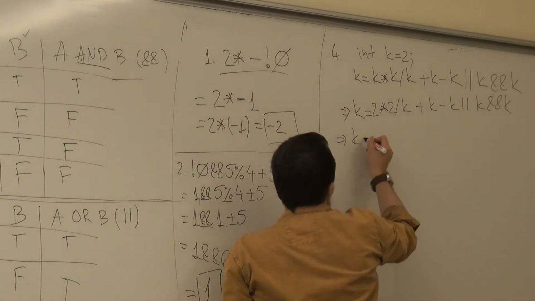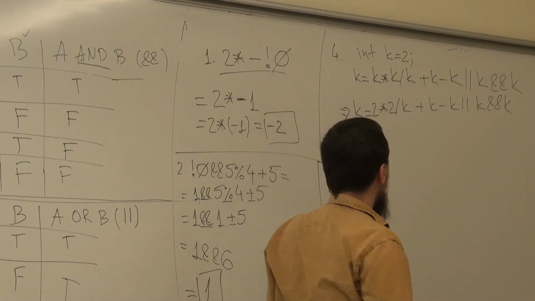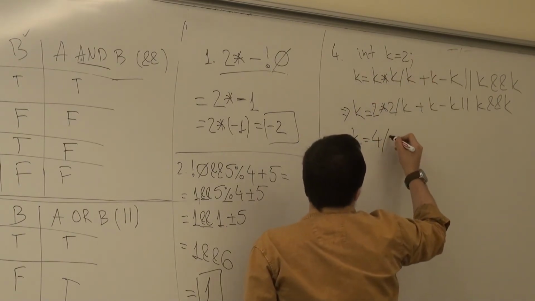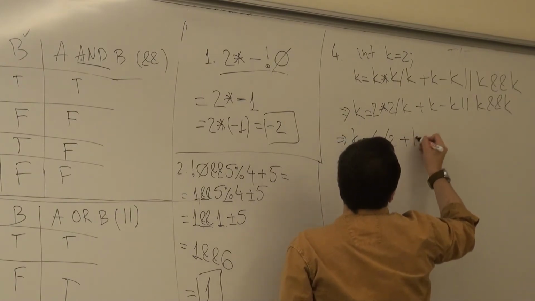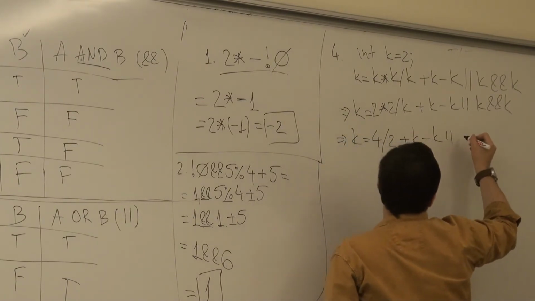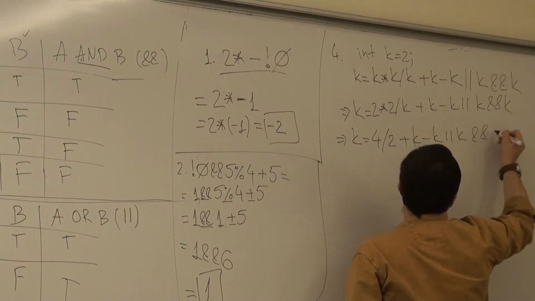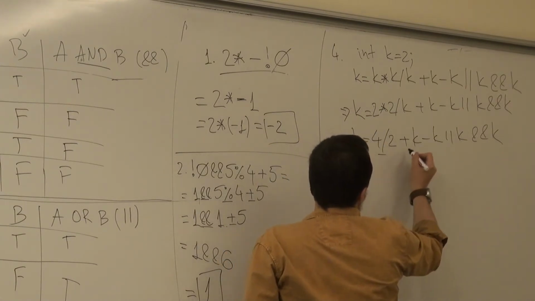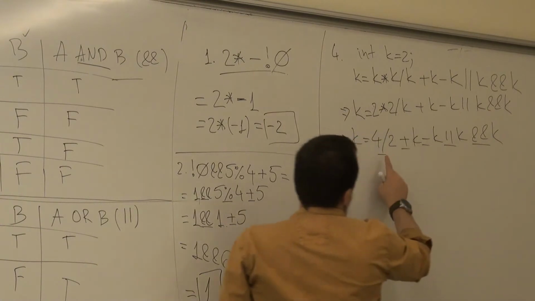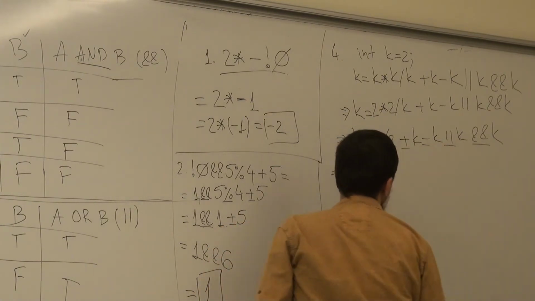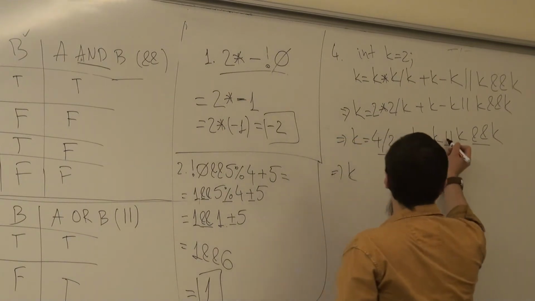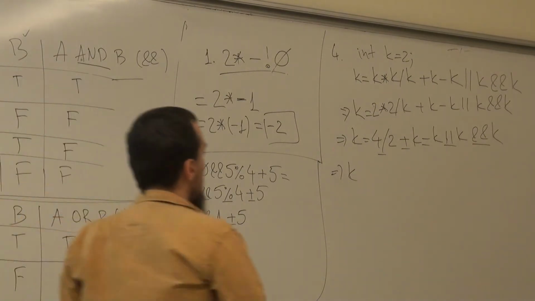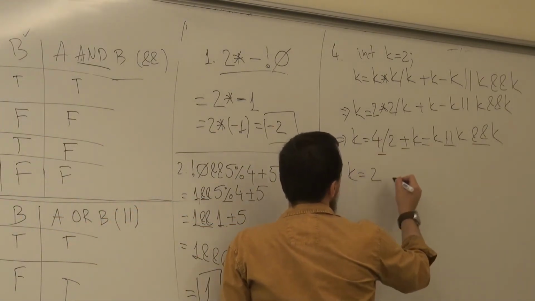This is equivalent to 2 multiplied by 2 is 4, divided by k, which for the time being is still 2. Plus k minus k. Just not to confuse you, that's why we're writing k's. You can put 2's, by the way. So we have division, addition, subtraction, logical or, logical AND. With which one should we go? We go with the division. So we have 4 divided by 2 is equal to 2.